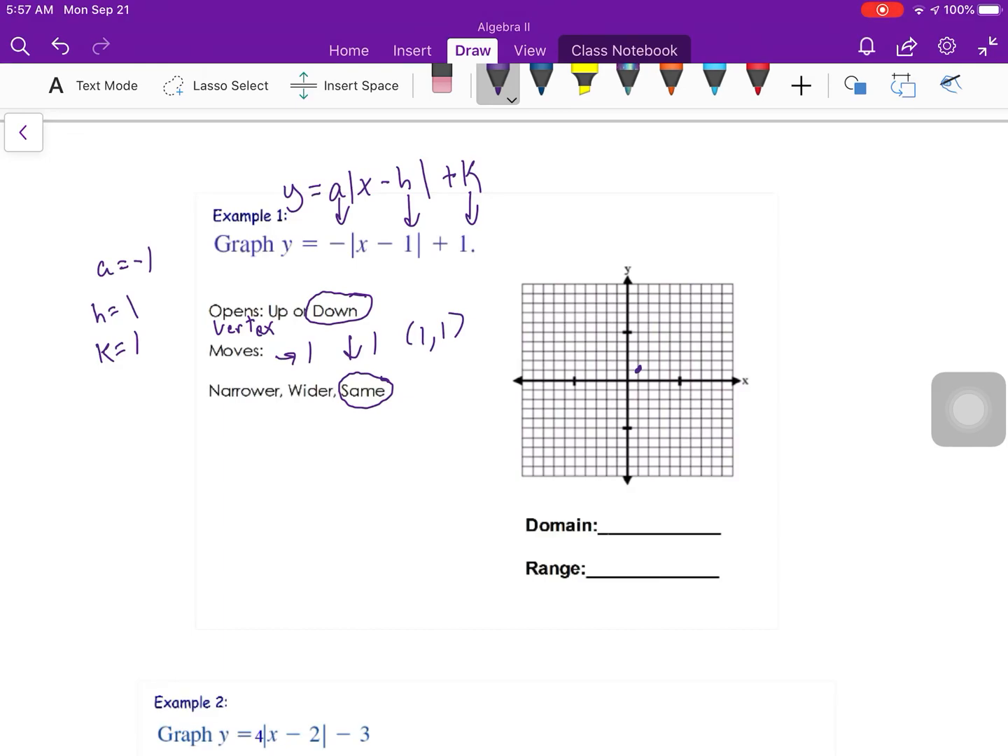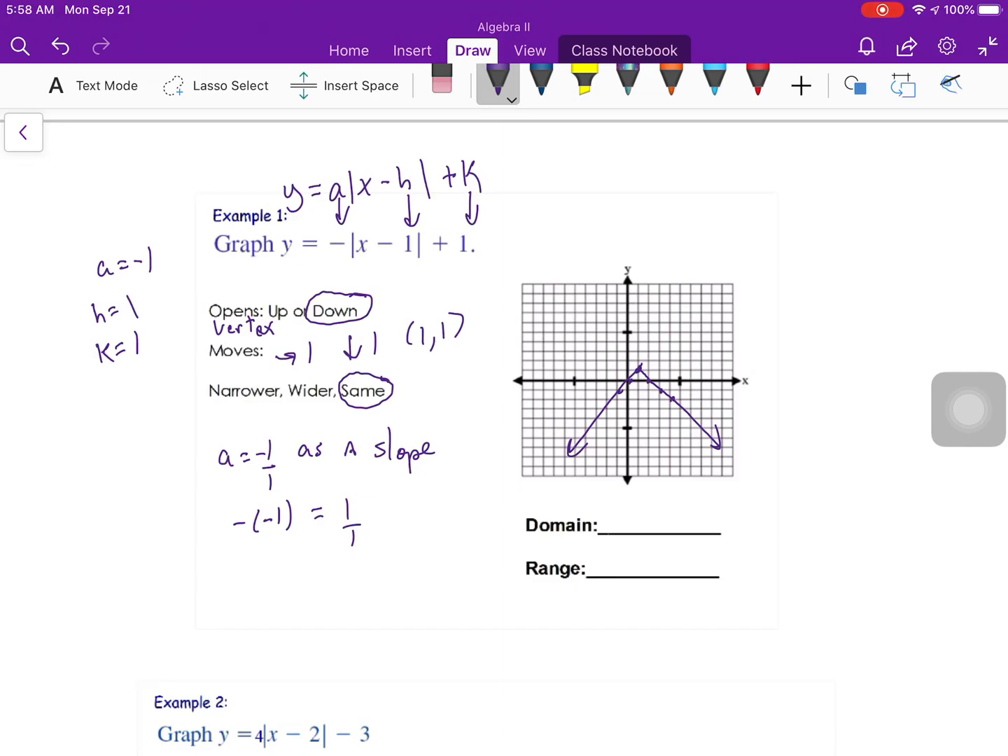And now I'm going to use a equals 1 as a slope. So I'll go down 1 to the right one, down 1 to the right one, down 1 to the right one. And that's going to be half of my V. Okay, and to get my other one, I'm going to use the opposite sign slope. If you remember about parabolas, just like absolute value, these things are symmetrical. So it's the same on one side of a line as it is on the other side of the line.